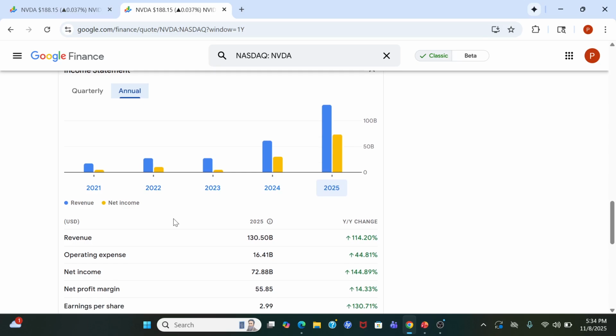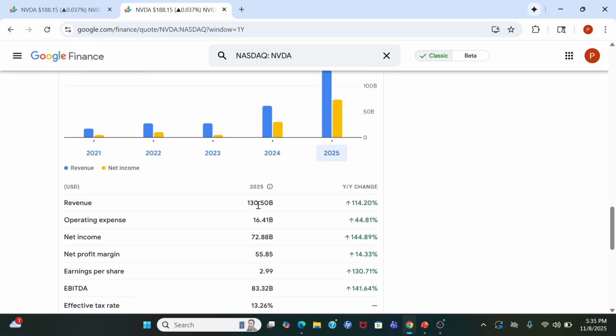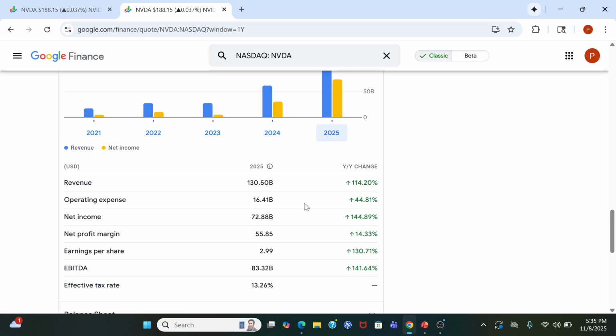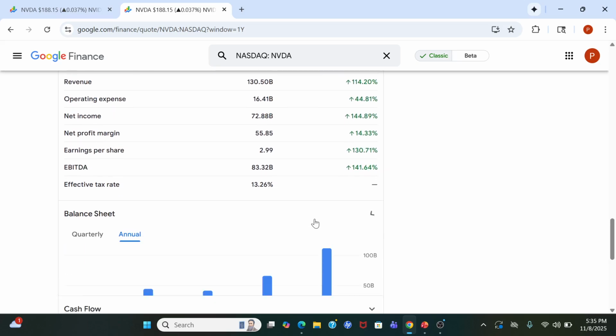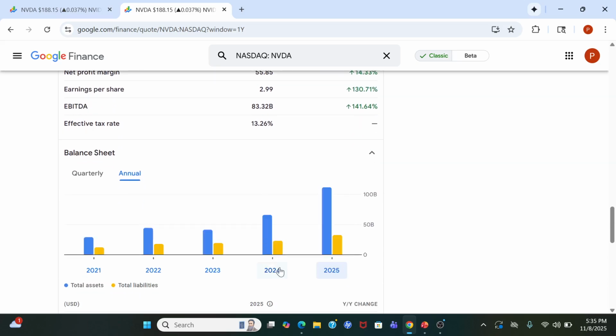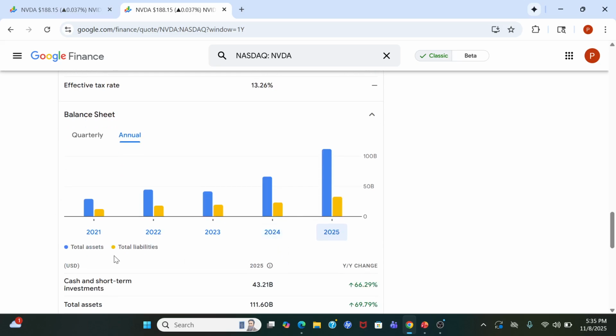That's good. For the year-to-date, the revenue has been growing 114.20%. Their operating expenses have been going up, and the net income has also been increasing consistently. That shows how strong the company is. Then you go to the balance sheet, where we have assets versus liabilities.